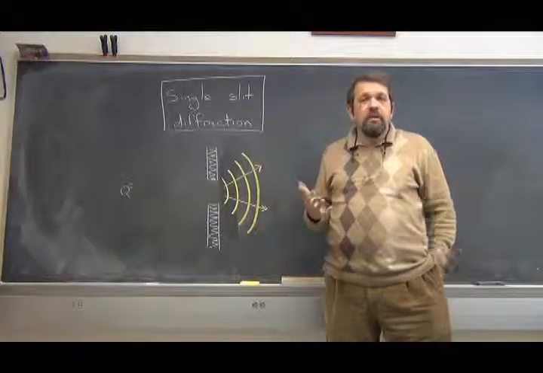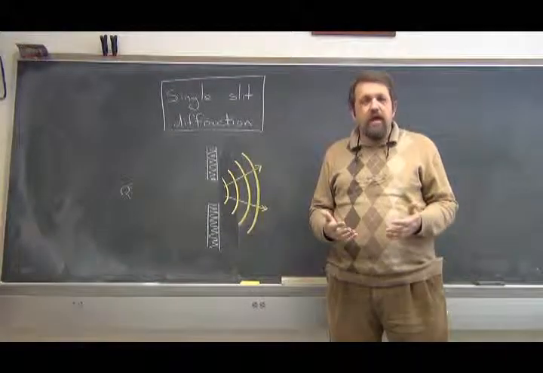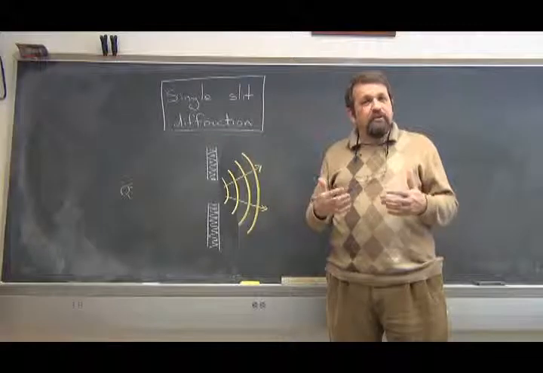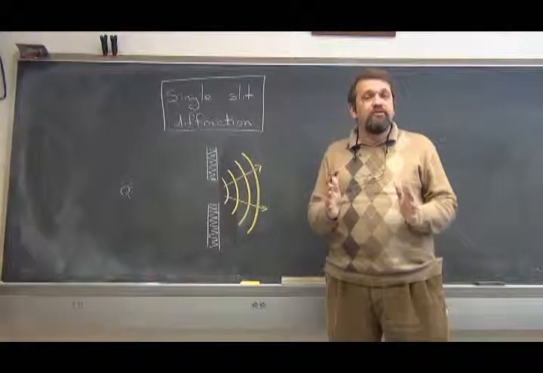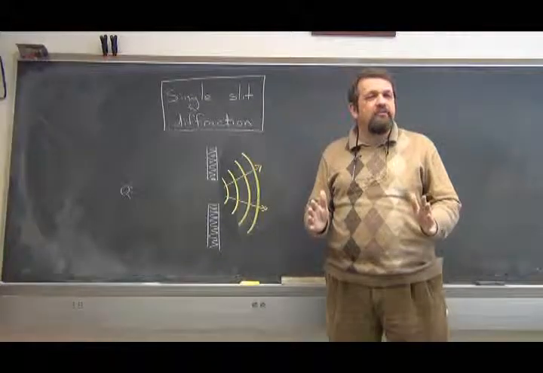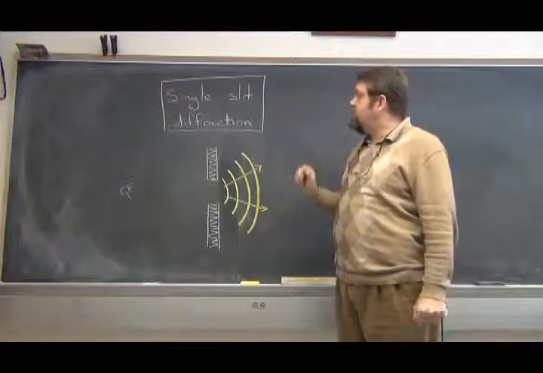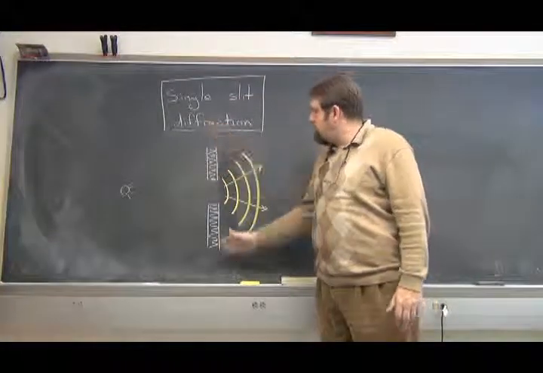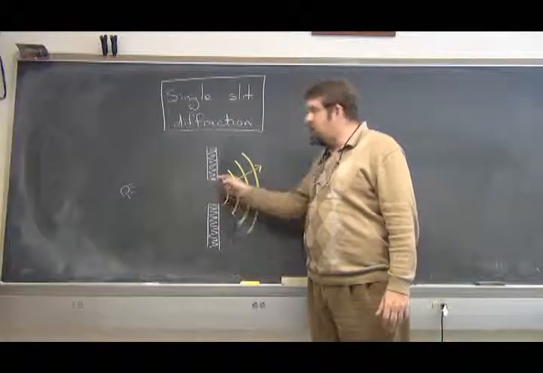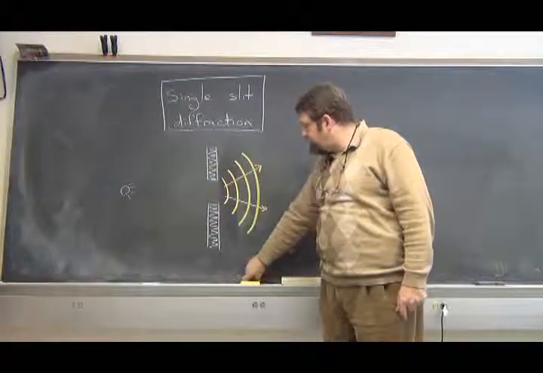Having thought about the diffraction pattern that arises from many slits, let's turn our attention back to one slit. It turns out one slit is a lot more like many slits than it is like two slits. So that's called single slit diffraction. We have a light source. Light is impinging on an opaque barrier with a single opening in it of a certain width. Let's call that width W.